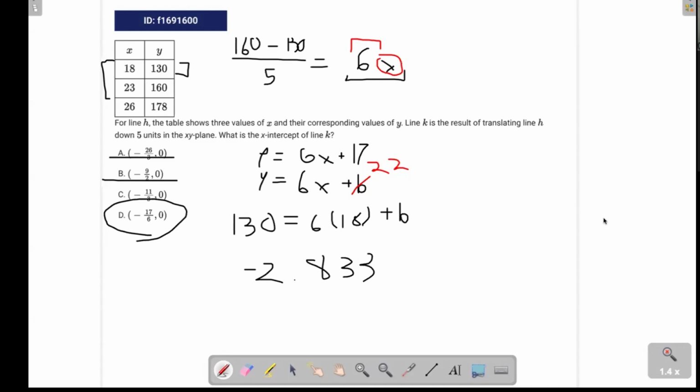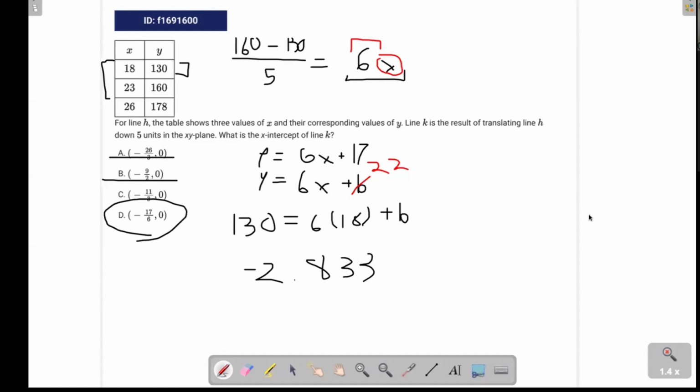How do you get negative 2.833? So when we graphed on Desmos, it tells you where the y-intercept and x-intercept are. And from there, you can just figure it out. It'll tell you that the x-intercept is now, after you translate it down.